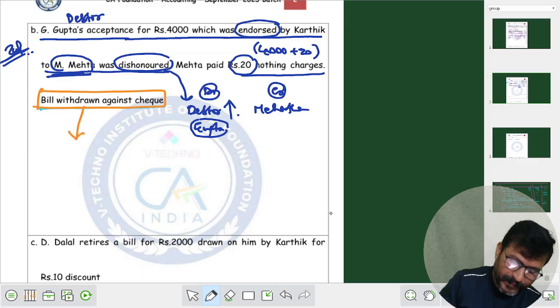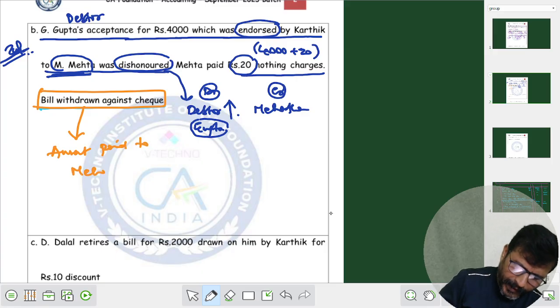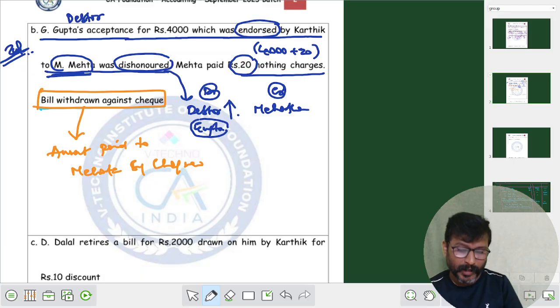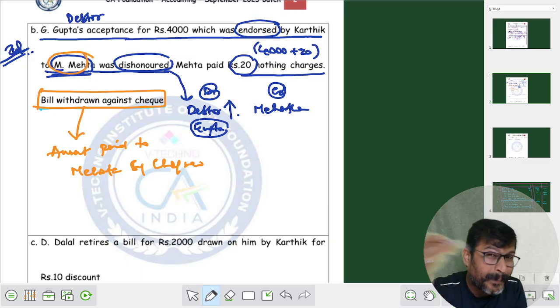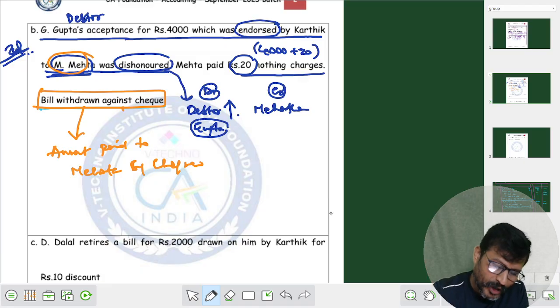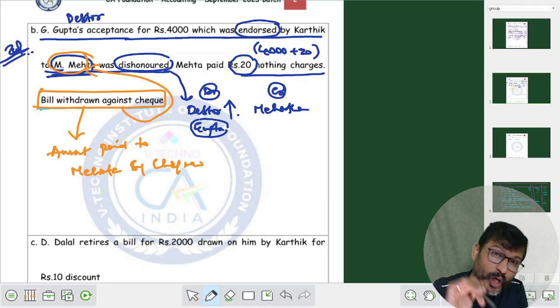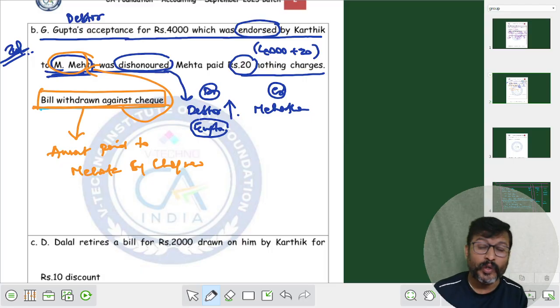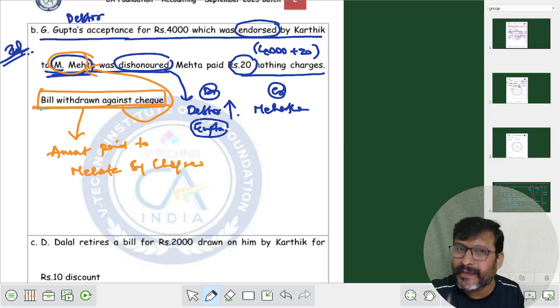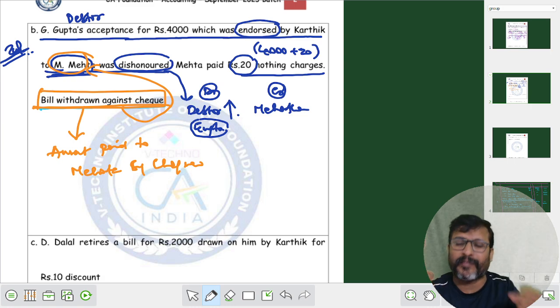It means amount paid to Mehta by cheque. Because the bill is available with whom? When the bill is endorsed, please remember, to whom is the bill endorsed? The bill is endorsed to Mehta. That endorsed bill is withdrawn. By how? By making the payment of cheque. To whom is the amount paid? Mehta. For what? For getting back the cheque from Mehta.